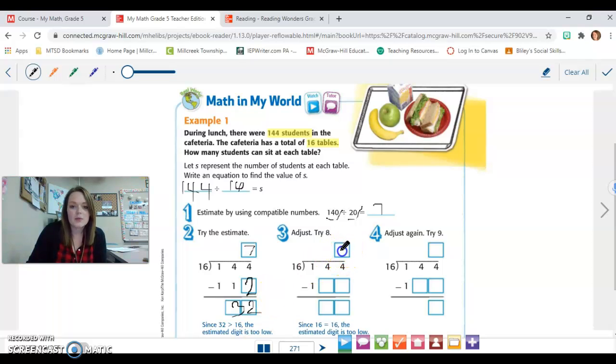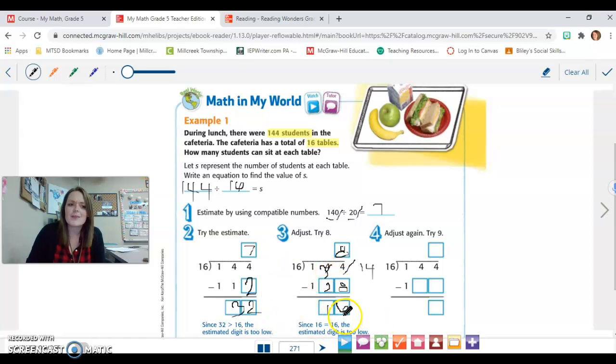We're going to put an 8 up top. 16 times 8, what is that? 128. So we're going to put a 2 and an 8. And then subtract. 4 minus 8, can't do that, need to borrow. 4 becomes a 14. 4 becomes a 3. 14 minus 8 gives me 6. 3 minus 2 gives me 1.